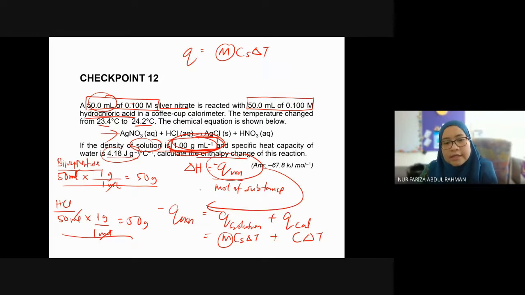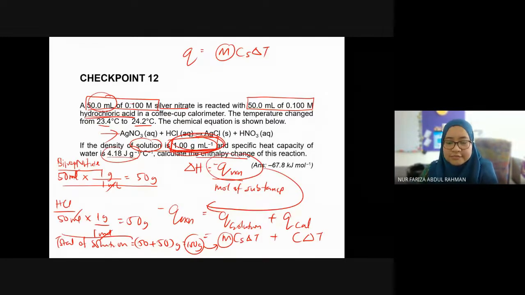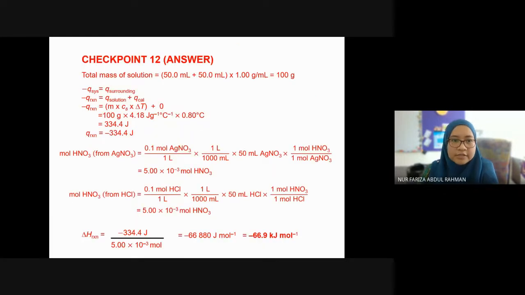Okay, alright. So now you total the solution: 50 plus 50 is equal to 100 gram. Then you can insert this into here. Okay, right. So that's the plan. You insert all the information into this formula and finally you calculate the Q. Okay, right. So this is the one. Let's settle this one first.